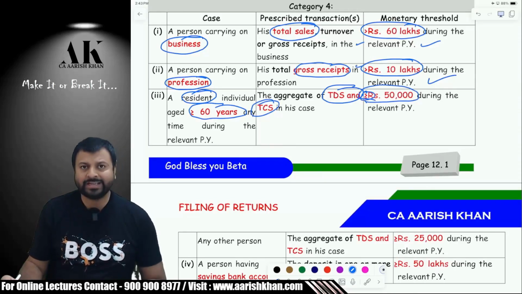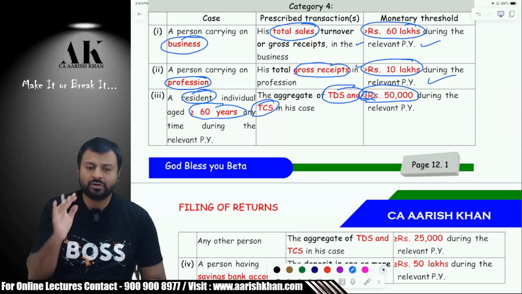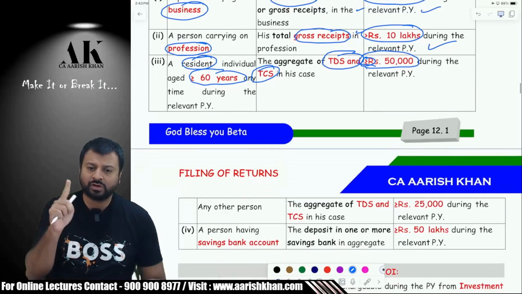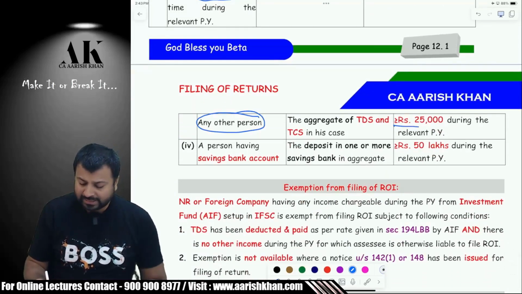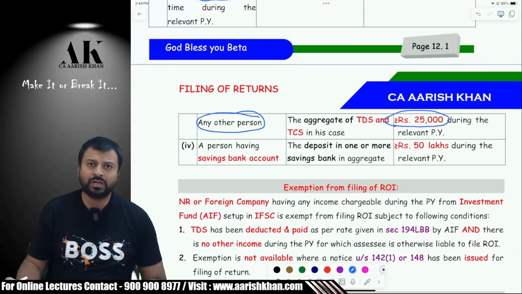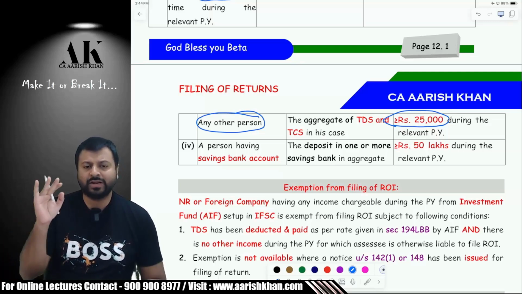In the first two categories, it was greater than. In the third category, it is greater than or equal to 50,000 rupees, then you are supposed to file the income tax return. So if you are a resident and a senior citizen, and TDS and TCS deducted and collected in your case is 50,000 or more, you are supposed to file the return. In other cases, the TDS and TCS has to be 25,000 rupees or more. Other cases means non-senior citizens and non-residents; for them it is 25,000 rupees.